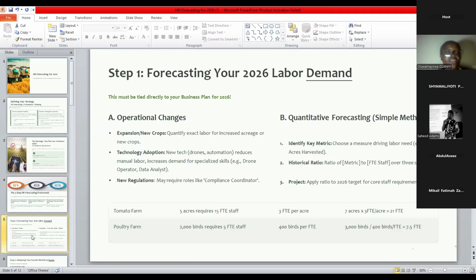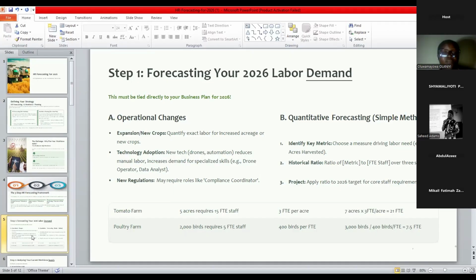Now let's go into step one, which is forecasting your 2026 labor demand. I underline the demand because that's what this covers. I highlighted here that this must be tied directly to your business plan for 2026. You already have the farm, you've gotten the farmland, the capital is already down. Now, how do you forecast your 2026 labor?